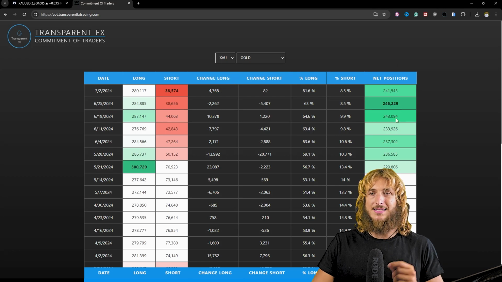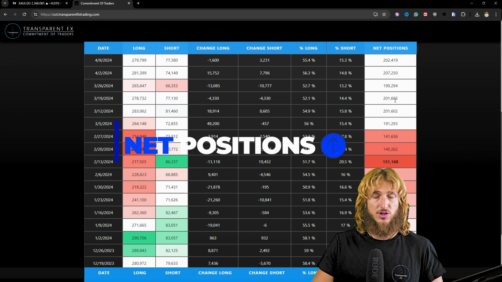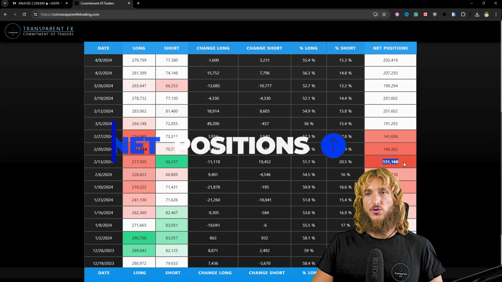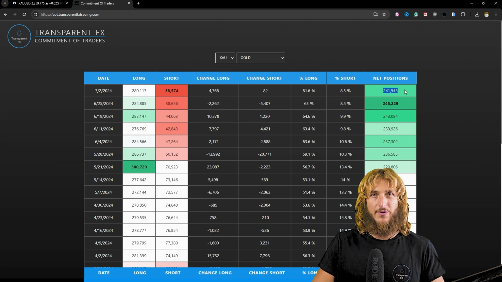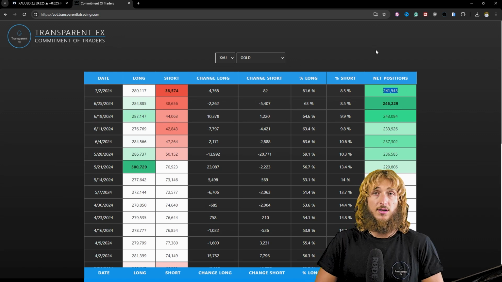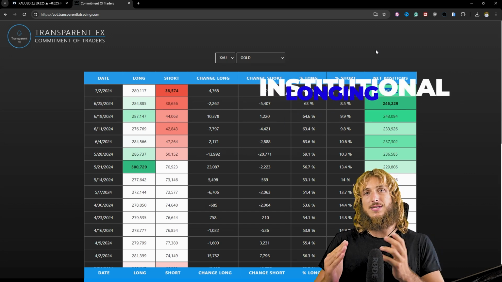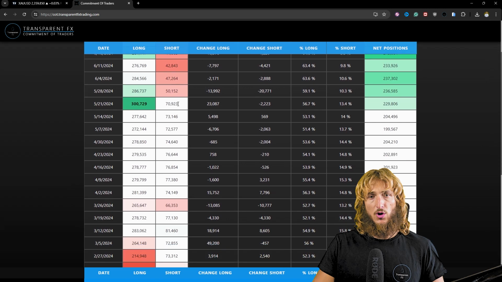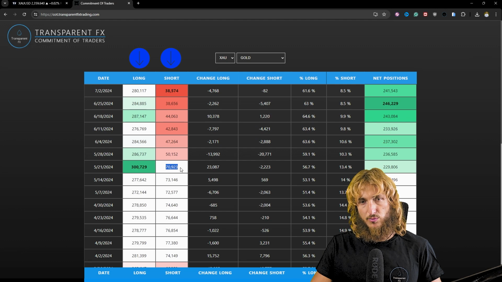And what we can see here is that with the last reports, we can see a massive amount of increase of the net positions. We went from having 131.1k net positions all the way up to having 241.5k net positions. So we had a massive amount of increases of net positions, meaning that institutions have been increasing their longs and decreasing their shorts. We can see, in fact, how the shorts from an institutional perspective, just in these last few reports, went from 70.9k all the way down to 38.5k.